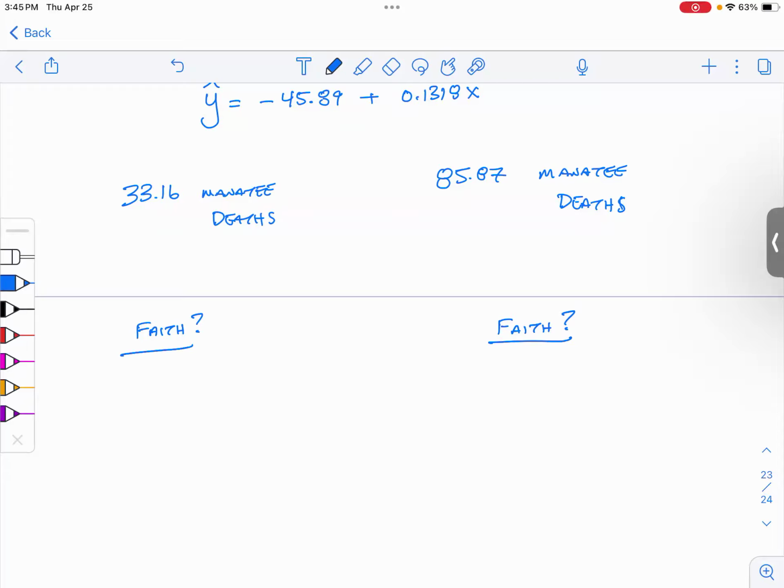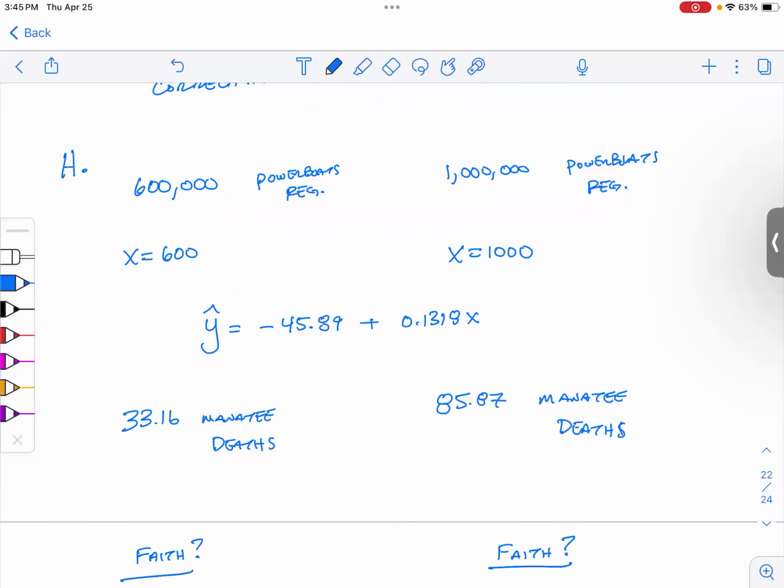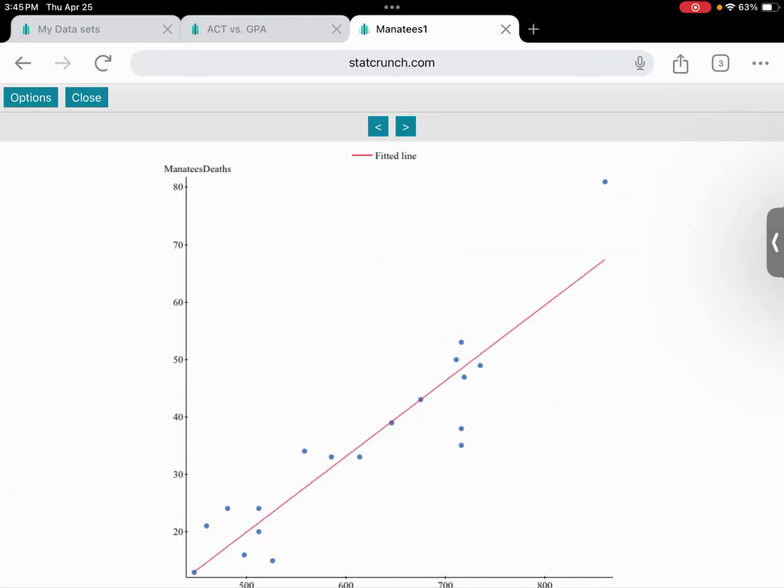In order to do that, though, we need to actually go back and look at our data. So we have two values, 600 and 1,000. And basically, we want to determine if it is inside the range of our data or outside the range of our data. X equals 600 is right here. That is dead in the middle of our data. That means I have a lot of faith in that prediction. That is a very reliable prediction because I see lots of values on both sides of it. It's following this exact pattern.